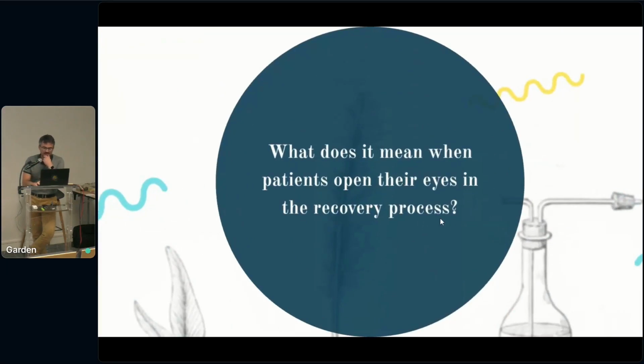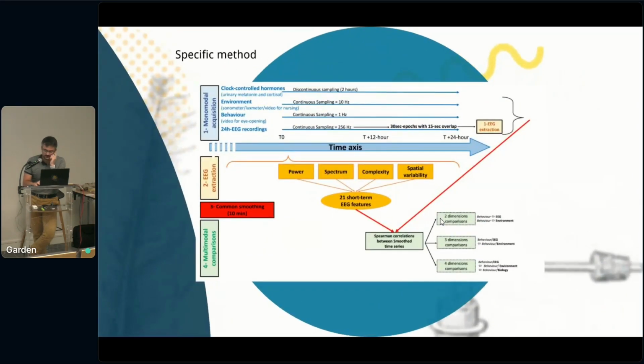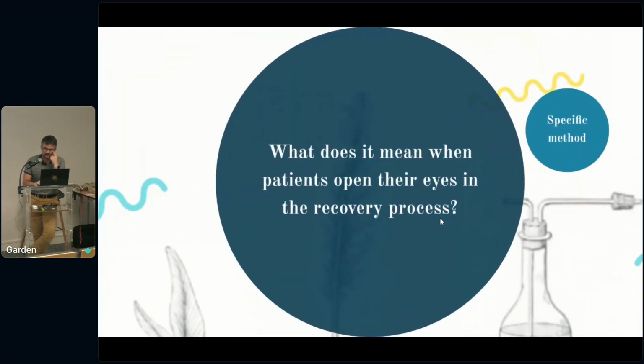Short results about the correlations between each dimension. So what does it mean when patients open their eyes in the recovery process? The method was a little more simple because we just use the EEG features and compare them to the time series of other assessments. We have 4 levels of comparison. I will just present you 2-dimensional comparisons with the behavioral information recorded from the eye-opening periods.